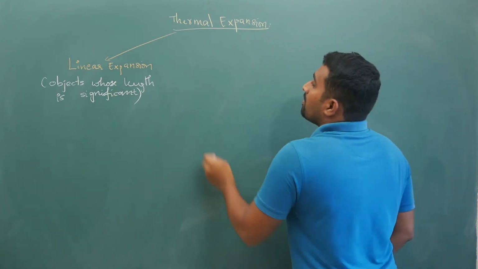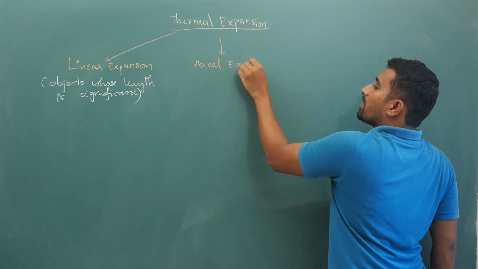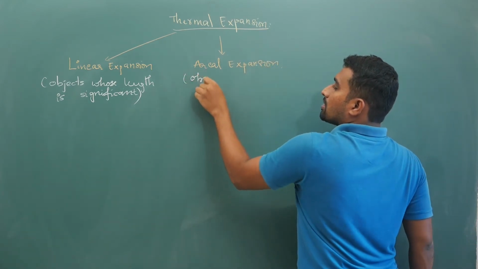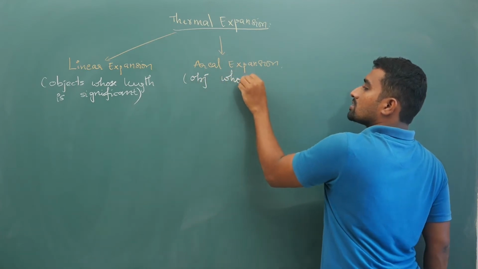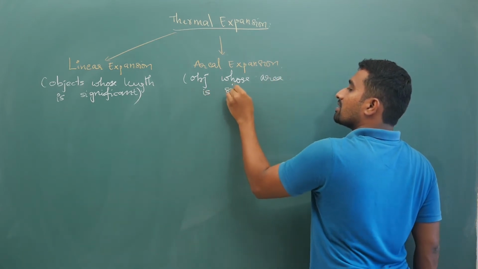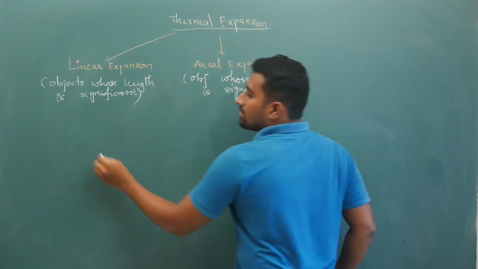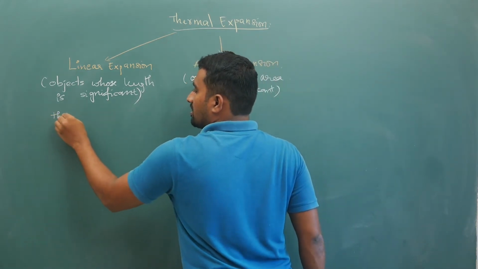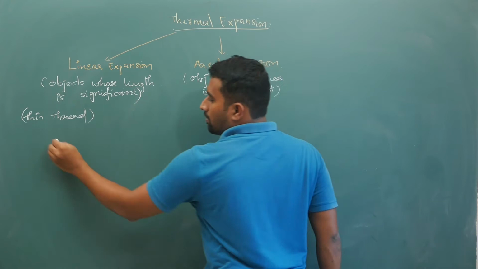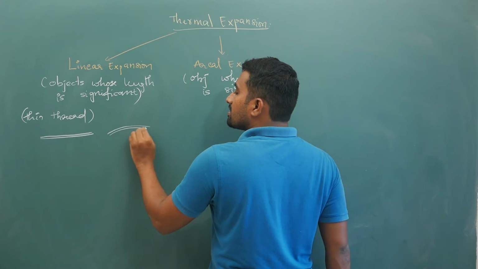Next we are going to use areal expansion, for objects whose area is significant. For example, a thin thread, if you take it, with the help of a thin thread you can form a rod like this, a thin rod like this, or you can form an arc like this.